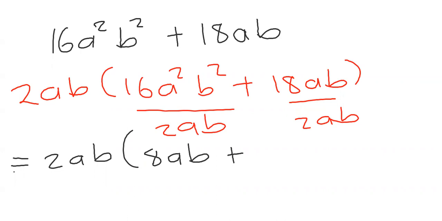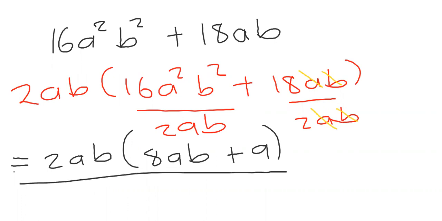Then I go this side. 18 divided by 2 is 9. Then a divided by a is 1, and b divided by b is 1. Or as I've been doing it, the numerator cancels the denominator because they're the same. Then you close your brackets, and that's your final answer there.